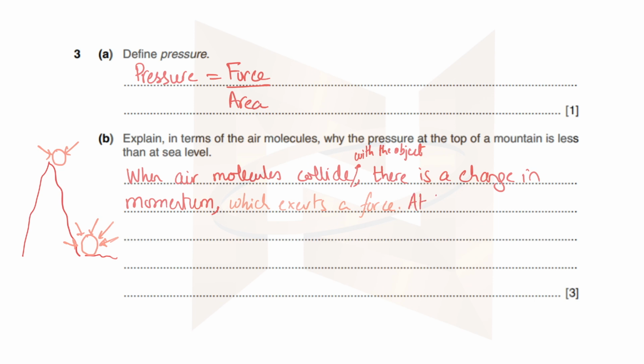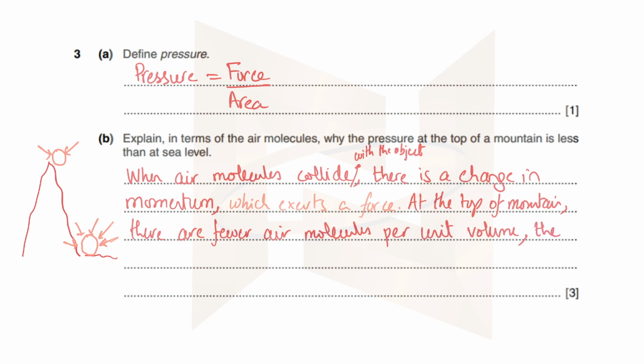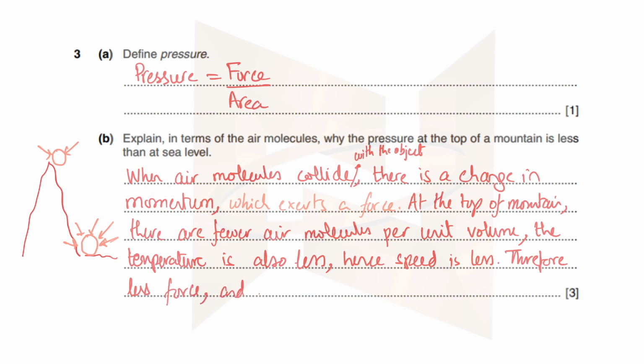At the top of the mountain, there are fewer air molecules per unit volume. The temperature is also less. Hence, the speed is less. Therefore, less force and less pressure.